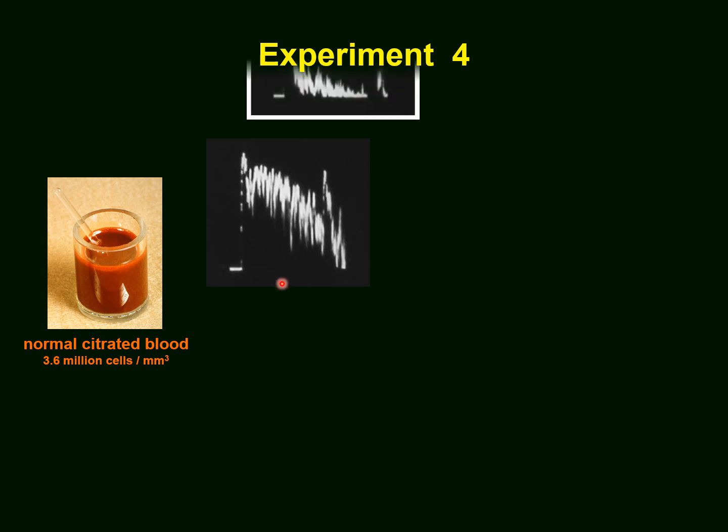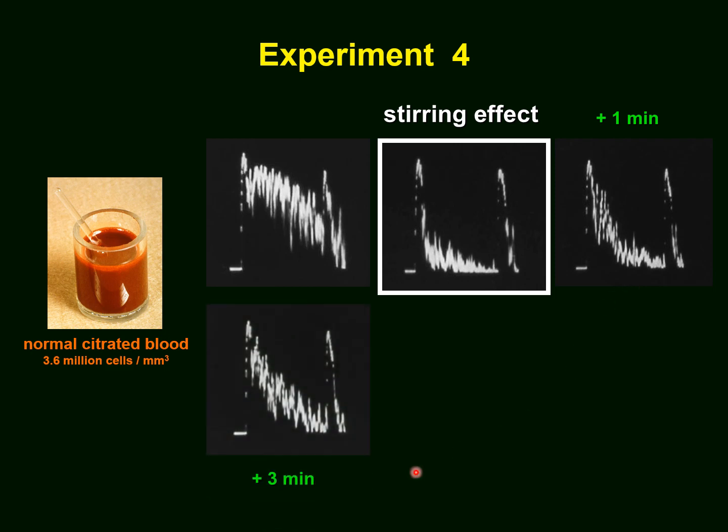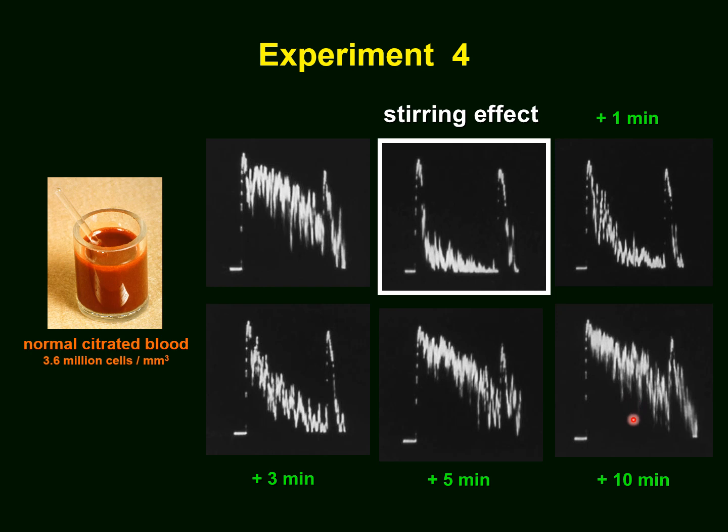When we then stirred the blood with the glass rod, suddenly the spike had dropped quite a bit, and when we then waited, after 1 minute the spike height rose again slightly, after 3 minutes more, and after 5 minutes we had the original reflectivity of the blood sample, and that stayed then the same.